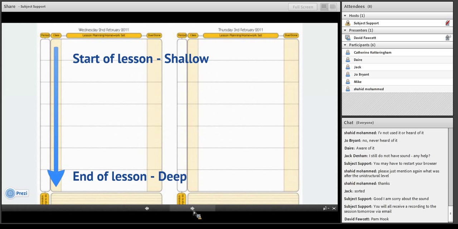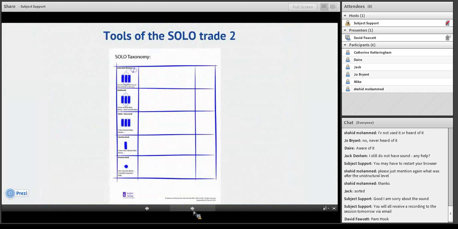If I go to the next slide, this is a SOLO Taxonomy sheet. It's a very simple sheet, and again you can download it on various websites. This is from Pam Hook's website, and I use this sheet very, very quickly. I've even gone beyond this now. I simply put these symbols in my organiser or on a scrap of paper up the left hand side, and I start thinking about how I'm going to plan my lesson. And this has literally become my lesson plan now.